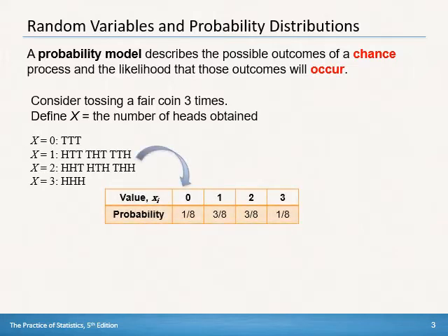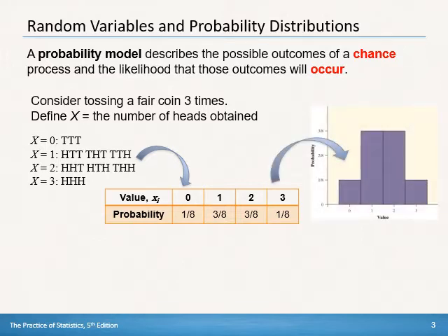We can display this information in table form. So we have the individual x values. X can take on a value of 0, 1, 2, or 3. And then the probability. There were 8 possible outcomes, 1 of which generated no heads, 3 outcomes generated 1 head, 3 generated 2 heads, and 1 generated 3 heads. So you can see that we have the probabilities here. In this case, we're listing them as fractions.